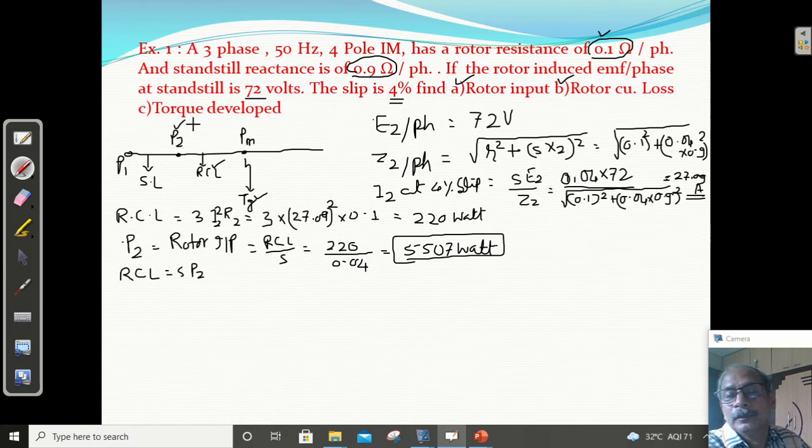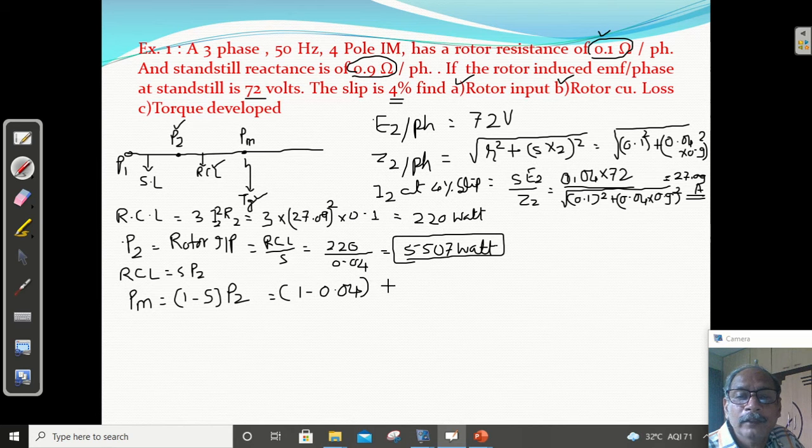Now torque developed. We have to find the torque developed. So if you find the PM, from this we will get the TG. We know the formula: rotor output PM equal to 1 minus S into P2. So we know S, we know P2, right? 1 minus S is 0.04 into P2, P2 means this 5507.